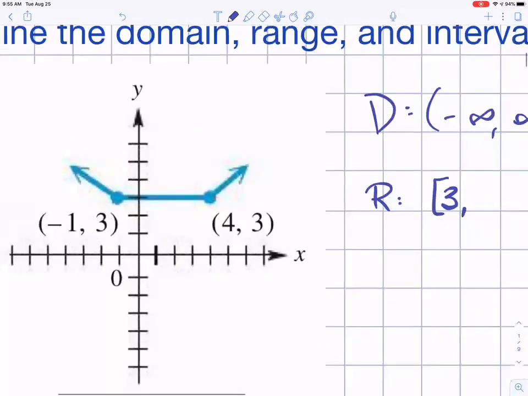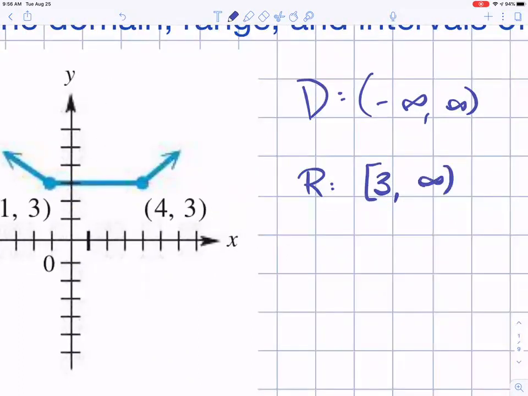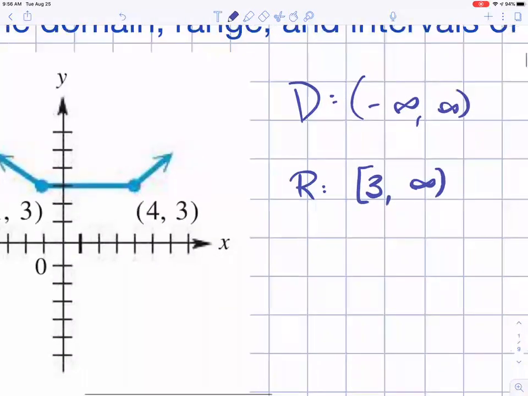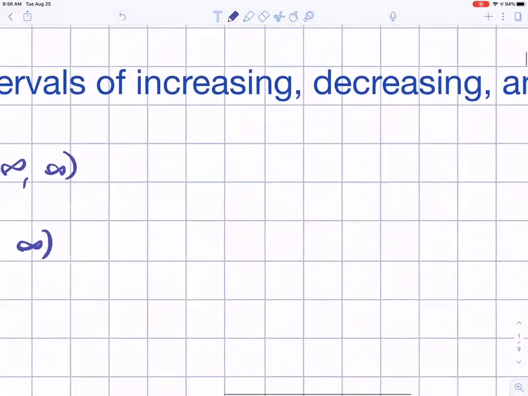And then let's start our journey up from the 3. Where do I stop using Y values? At infinity. Okay, so that gives us a review of domain and range. Now let's talk increasing, decreasing, constant.